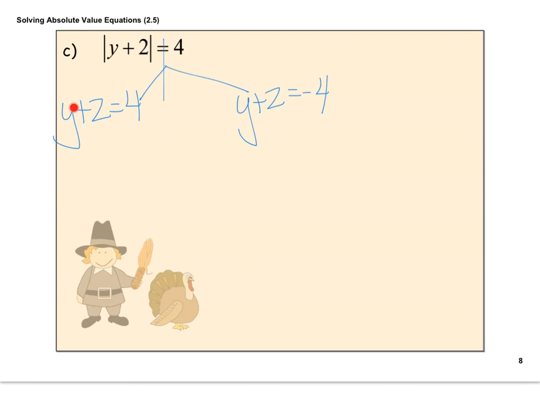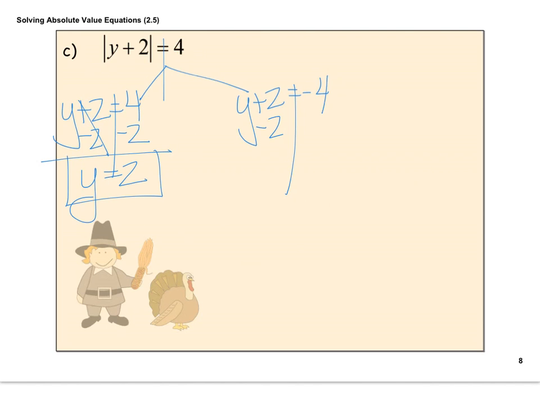Again, this is where we're assuming what's inside the absolute value gets to be a positive number. Here we're assuming what's inside the absolute value is a negative or a bad thing. We're going to solve, and we're going to find out what 2 options it could be. So on the first one, subtracting 2 from both sides, you end up with y equals 2 for that solution. For our second one, same thing, subtracting 2, y equals negative 6.